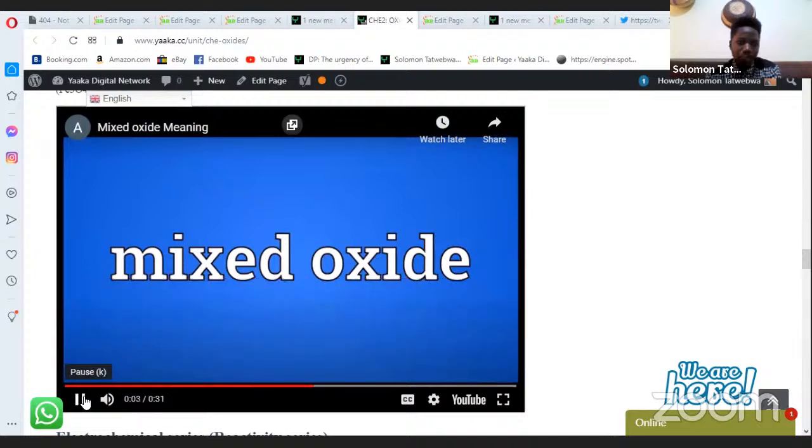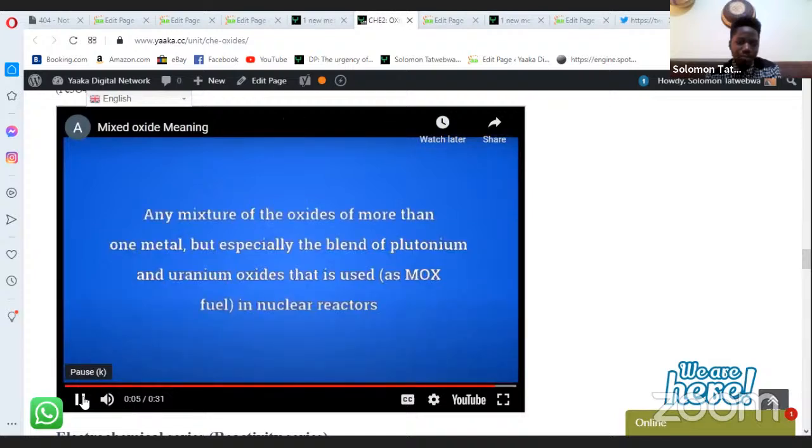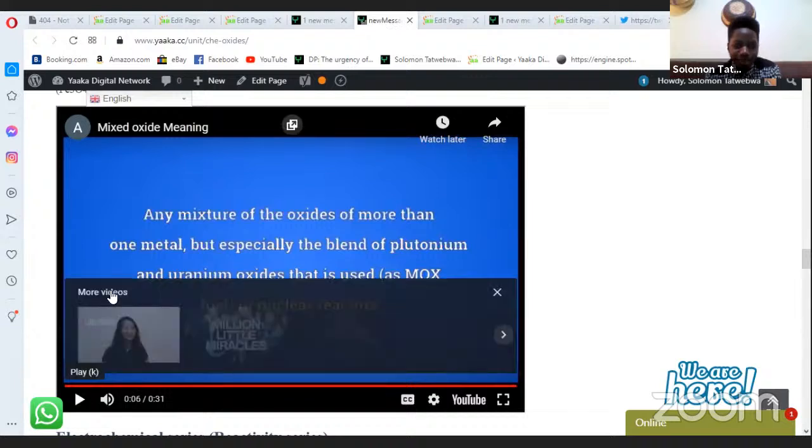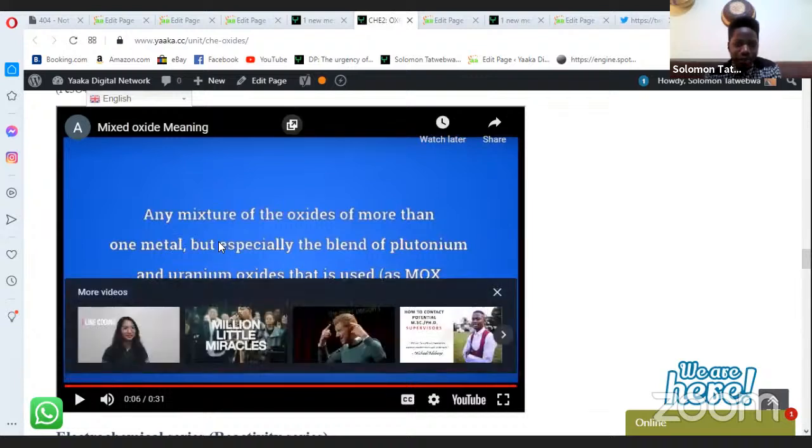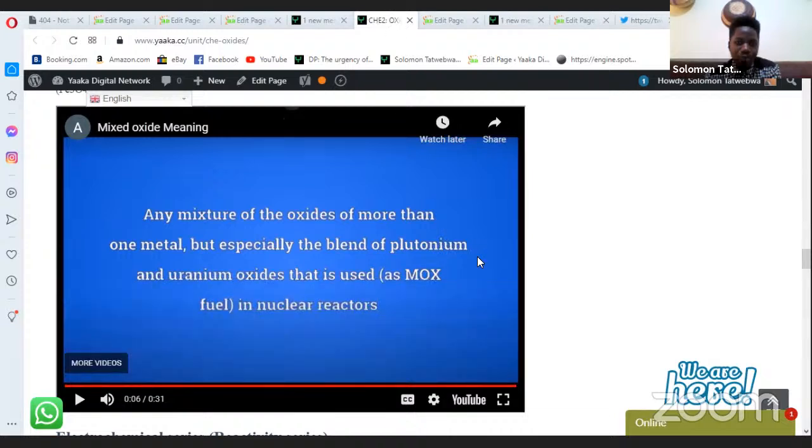Mixed oxide. I don't know why I included these two. Any mixture of oxides, metal specifically, a blend of plutonium and uranium oxides that is used as MOX fuel in nuclear reactors. That is not that helpful, but this is another example of a mixed oxide that works as fuel.